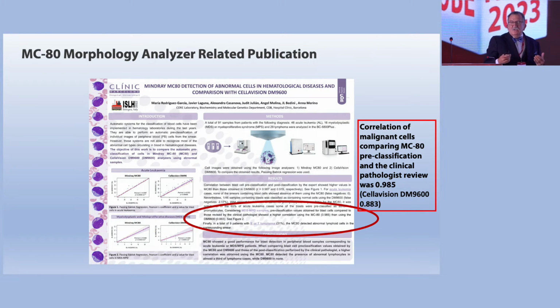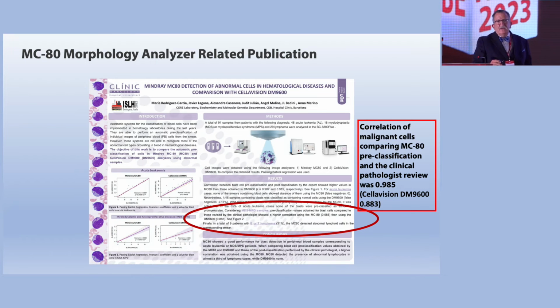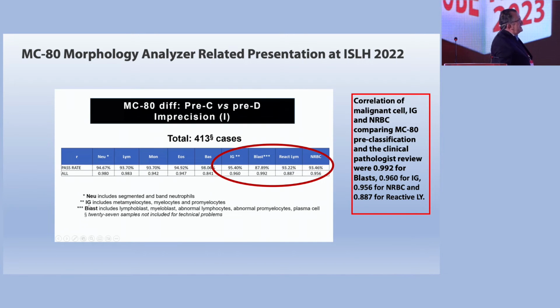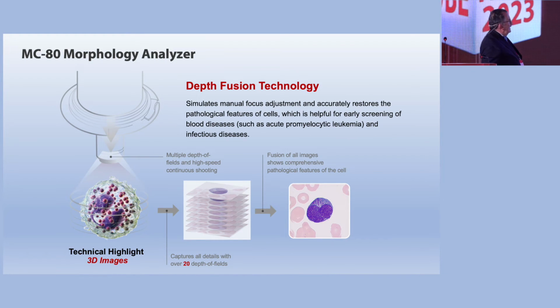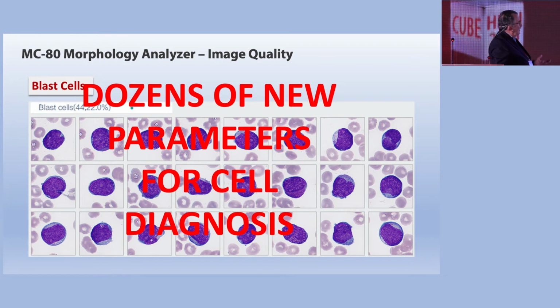Why? Because it is using the 100x plus immersion oil, and the other is not using immersion oil. The quality of the image is much better, to get much better information about the cells. Here we can see the sensitivity for the different abnormal cells, which was 93%, 95%, 94%. And this is the technology it is using to do this job. We can see an example of blast cells, how they can be seen in the MC80.